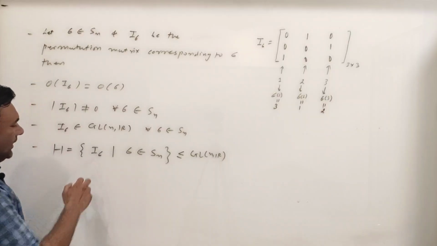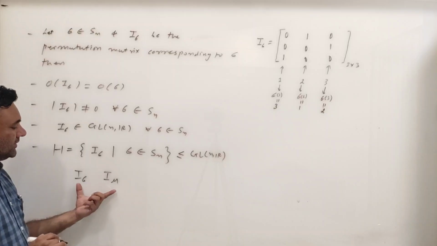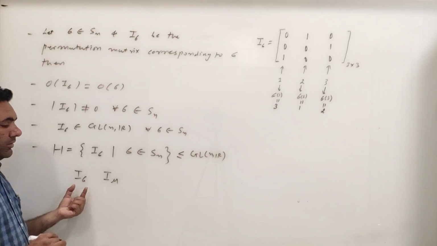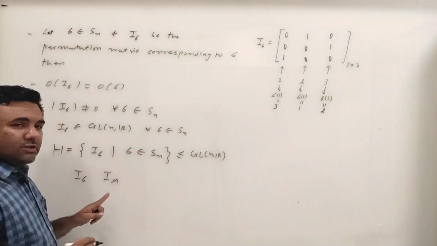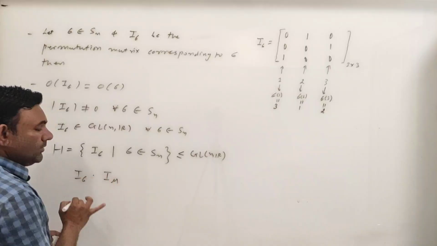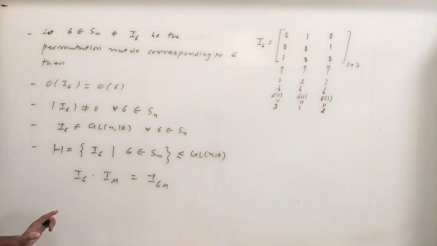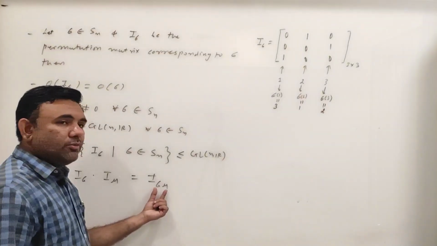Now you consider any two, I sigma and I mu. I sigma is a matrix corresponding to sigma, and I mu is a matrix corresponding to mu. So its product will be I sigma mu. You can verify that.